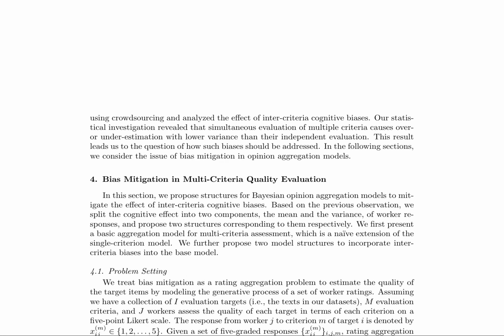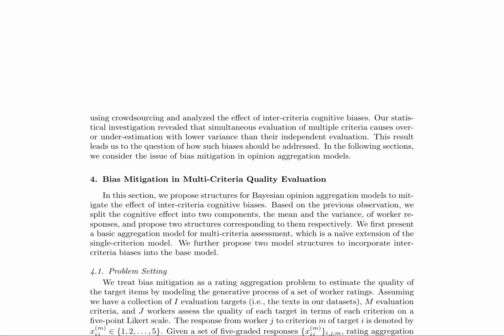The authors of the research paper delve into the impact of inter-criteria cognitive biases on multi-criteria quality evaluation when utilizing crowdsourcing and statistical analysis. Their findings reveal that evaluating multiple criteria simultaneously leads to either over- or underestimation with lower variance compared to independent evaluations. This raises the question of how to mitigate these biases in opinion aggregation models.